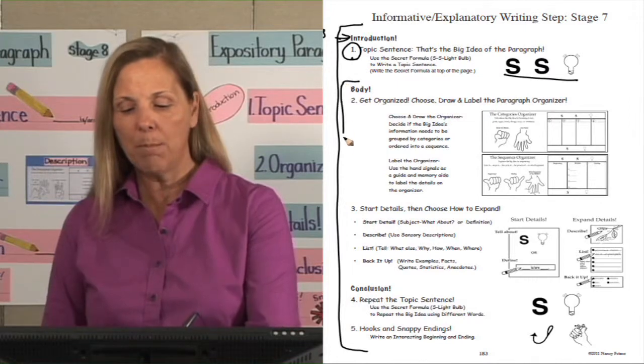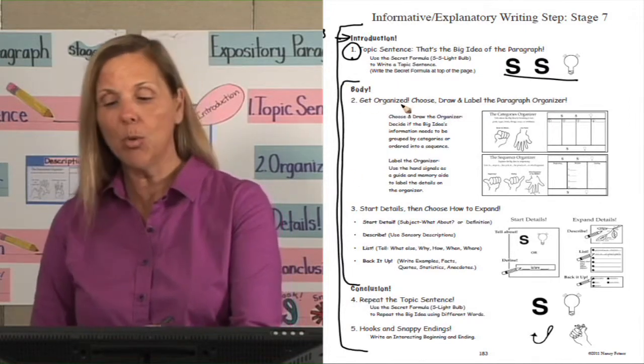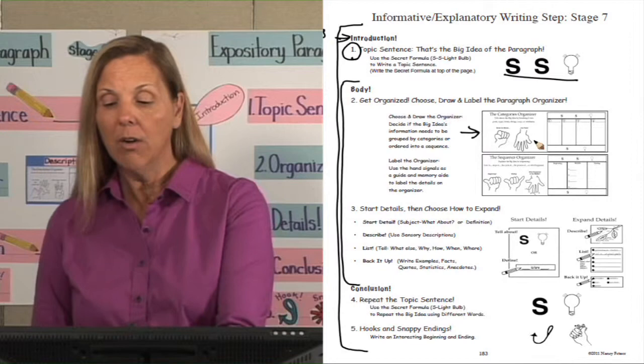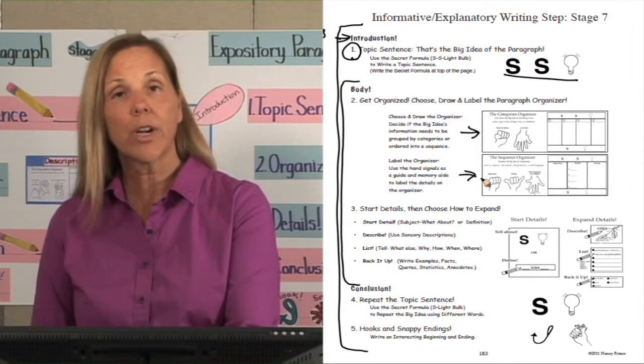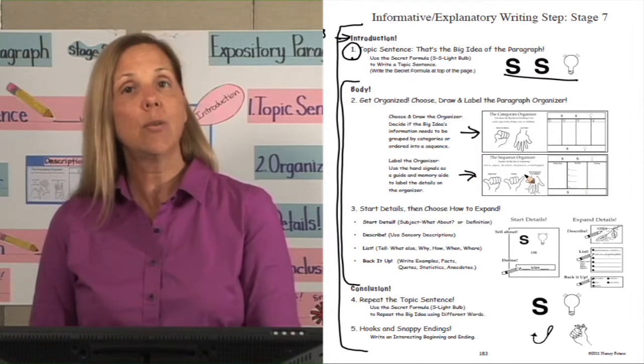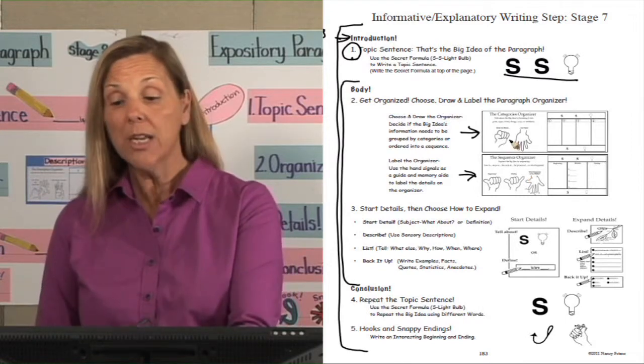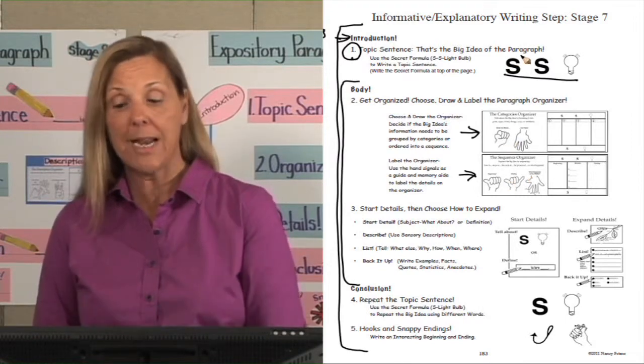Then we're going to the body. In the body, you will see our hand sign and organizer for categories, and hand sign and organizer for sequencing. We have to decide which organizer we need to use to organize the details for that big idea.